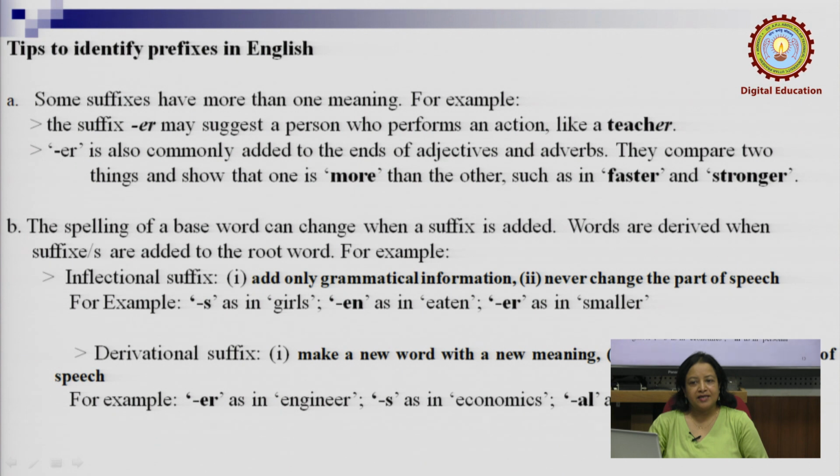Now, tips to identify suffixes in English. Some suffixes have more than one meaning. For example, the suffix er or or may suggest a person who performs an action, like a teacher. Er is also commonly added to the ends of adjectives and adverbs. They compare two things and show that one is more than the other, such as in faster and stronger.